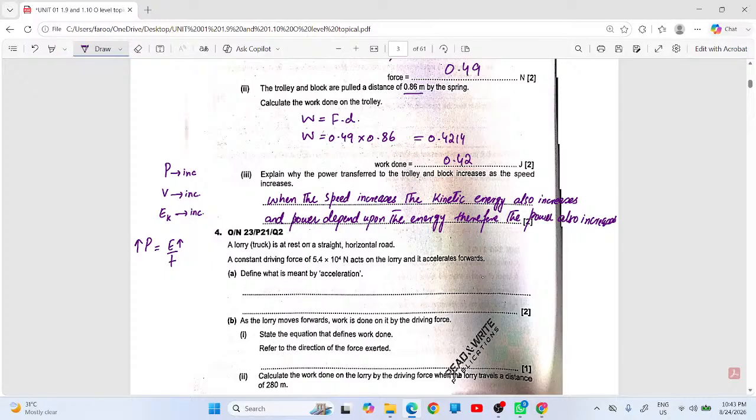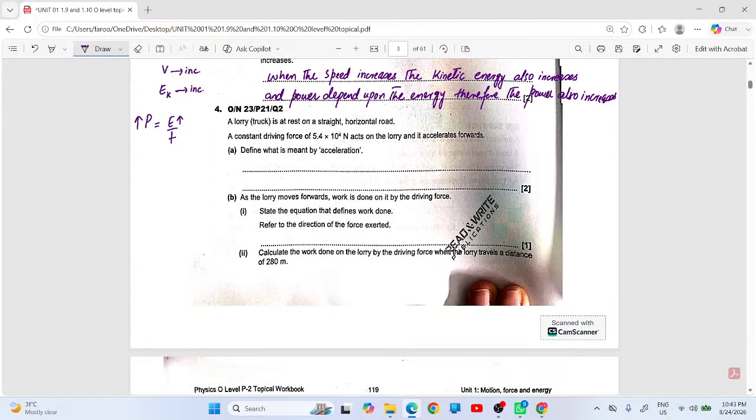Next, question number 4. A lorry, or truck, is at rest on a straight horizontal road. A constant driving force of 5.4 multiplied by 10 to the power of 4 Newton acts on the lorry as it accelerates forward. Define what is meant by acceleration. Acceleration is the rate of change of velocity. Check the answer for 2 marks.